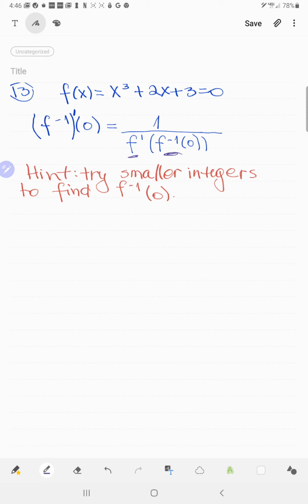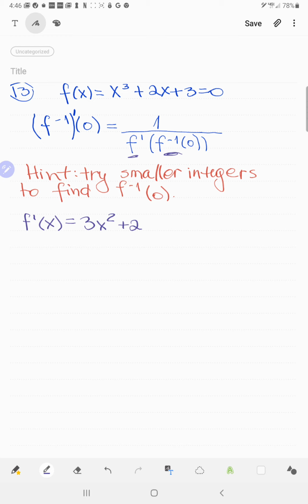So I will start first with the derivative. So we need the derivative of f of x, which is f prime of x. And we are just taking the derivative of this polynomial, and it will be 3x squared plus 2. And now we need to find what is the inverse function of f at 0 and plug it over here.